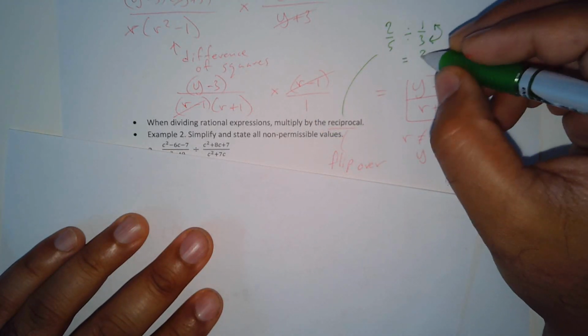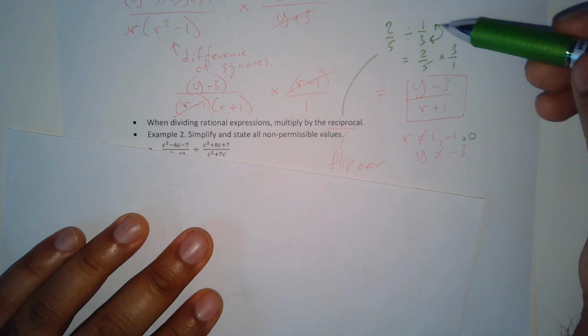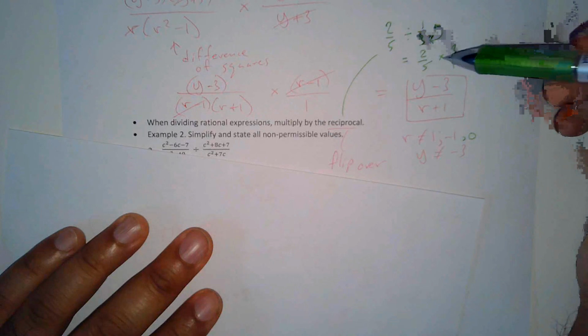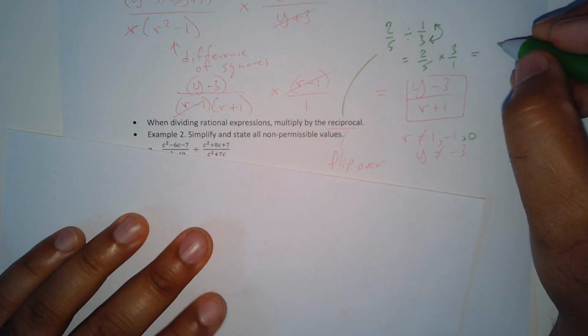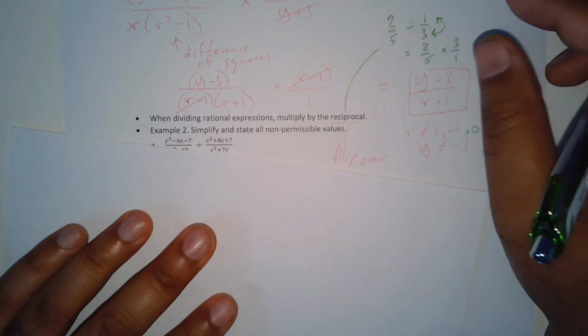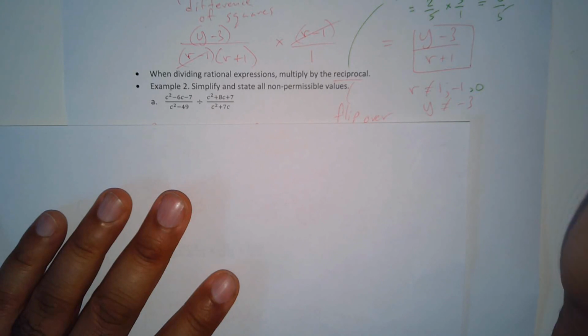So this is going to equal 2 over 5 multiplied by 3 over 1. See how the 1/3 becomes 3 over 1. It flips over, and then the division becomes a multiplication. So this is going to equal 6 over 5. Okay, so that's how we do division when we're talking about fractions. Same thing here with the polynomials.